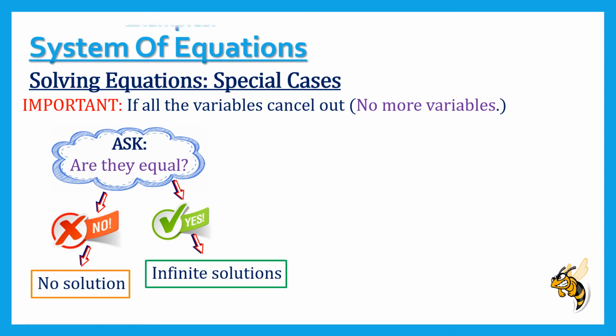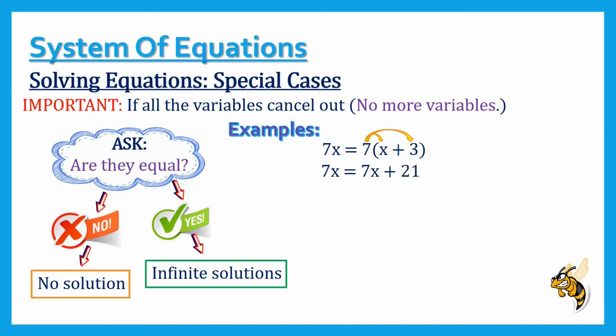Let's take a look at two examples. The first one, 7x equals 7 open parentheses x plus 3 close parentheses. For an equation like this, you can go ahead and distribute the 7 to everything inside the parentheses. So now we have 7x equals 7x plus 21. I want to move my x on the right side, so therefore the opposite of positive 7x is negative 7x, so I want to subtract 7x from both sides.